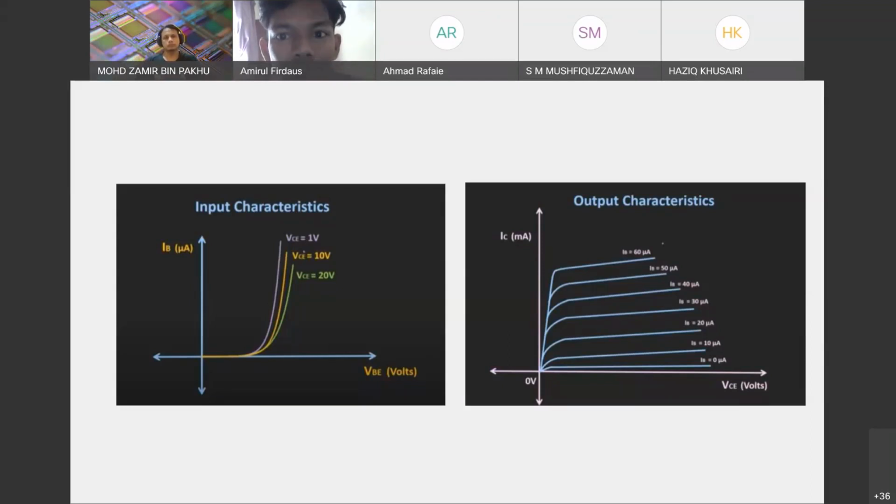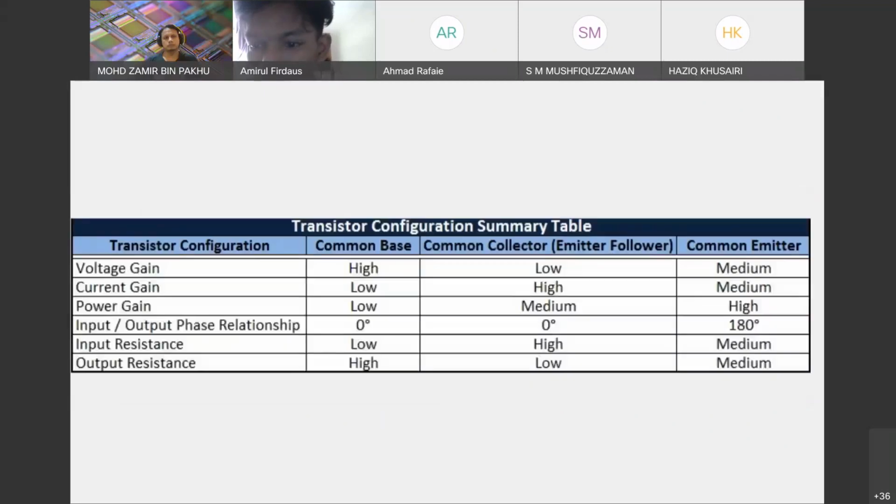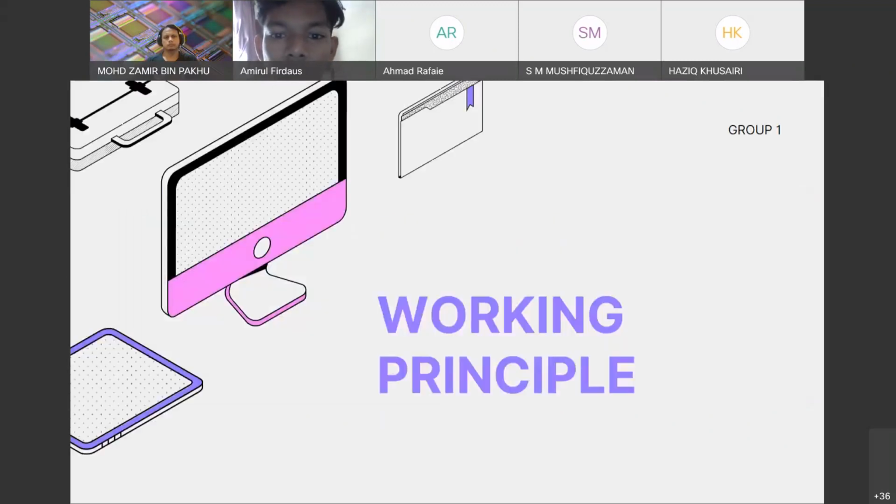So I think that's all for me. Now we go to this. This is the summary of what I just said. Okay, then we go to the working principle by Akilah.